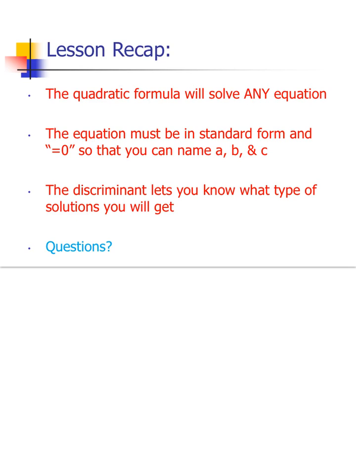So to recap everything, the quadratic formula looks messy, can be a little messy, but it will help us solve any equation, which is why we need it. The equation must be in standard form or equal to 0 so that you can name a, b, and c. And then the discriminant is super important because it lets you know what type of solutions you will get, and that is the messiest part of it, so it's where you need to be the most careful.